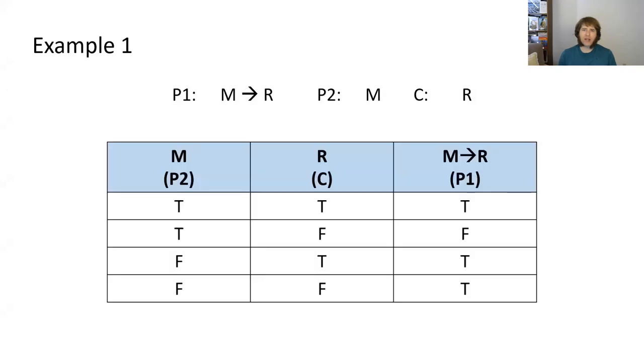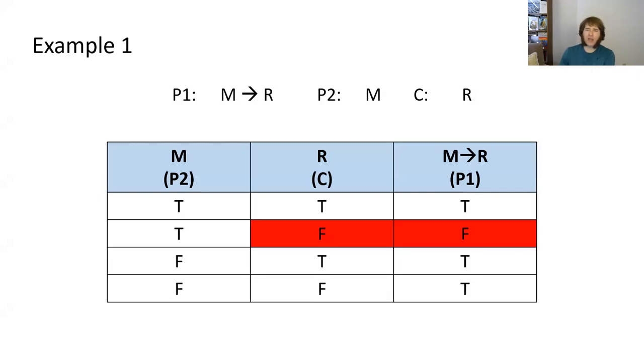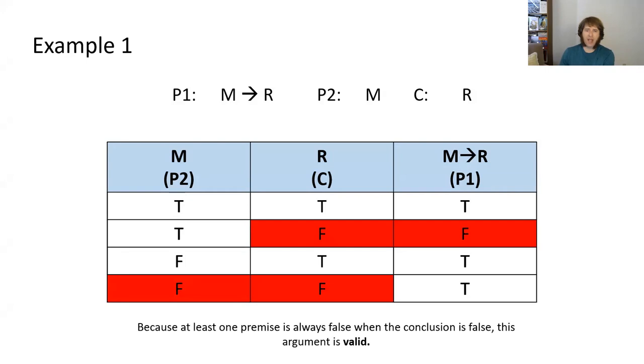We want to put that up on a truth table. So here's our truth table. It's exactly what we just constructed. And of course, we've got in row 2, the conclusion is false, but we have at least one premise false. And in row 4, the conclusion is false, but one premise is false. And so, because at least one premise is always false when the conclusion is false, this argument is valid. There, that's it. We're done.